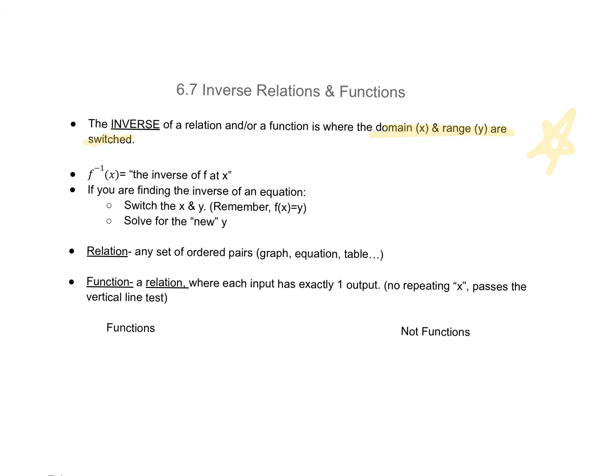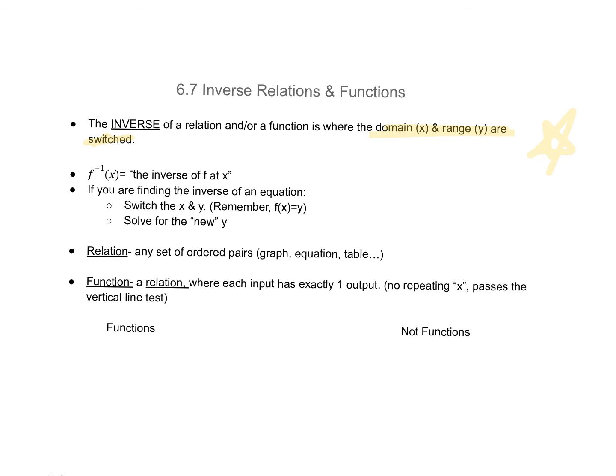So how you say it, I know it looks a little crazy. It has an f to the negative 1 power, and whenever you see that negative 1 power, you say the inverse of f at x. So the inverse of f at x. It's kind of weird, I know. If you're finding the inverse of an equation, which is what we're doing in this first part, it's 2 steps. So you switch the x and the y. Remember, if you have f of x, that's the same thing as y. So you switch them, and then you solve for the new y, which means you get the y by itself.